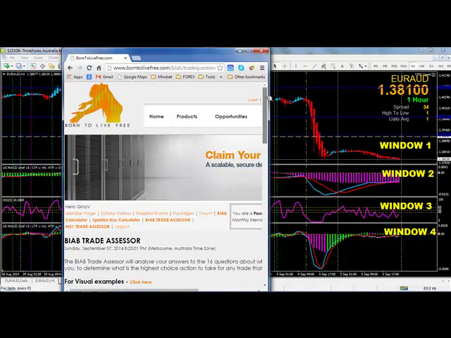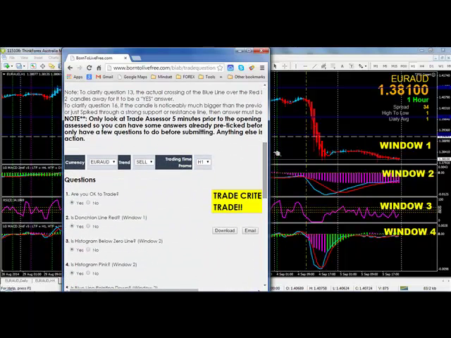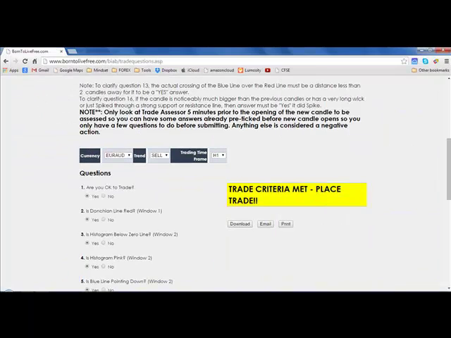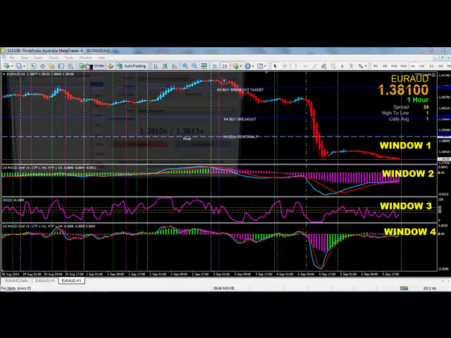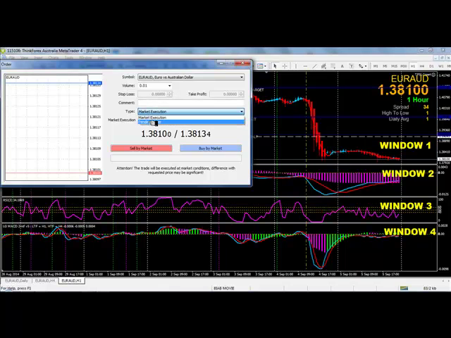Now the good thing about the assessor is that it gives you an objective assessment, and that's from your objective assessment of the chart on whether the trade criteria has been met. So there's no second guessing. In this instance, it was, and you are then able to proceed and place a trade. Now this report you can download, print or email to yourself. And then depending on the system you're using, you can place a market or pending order.